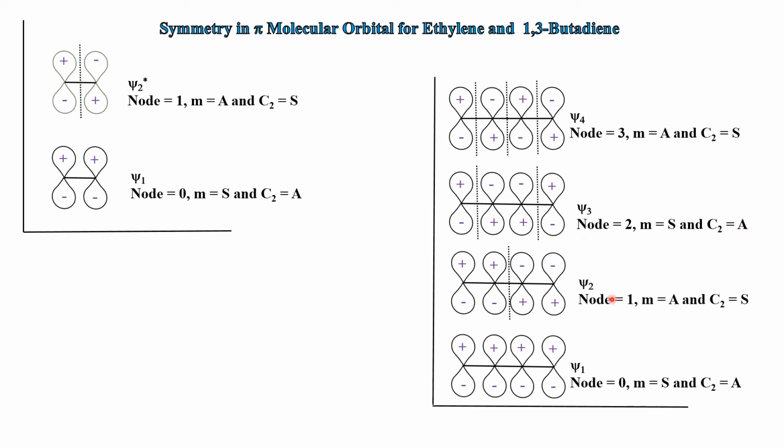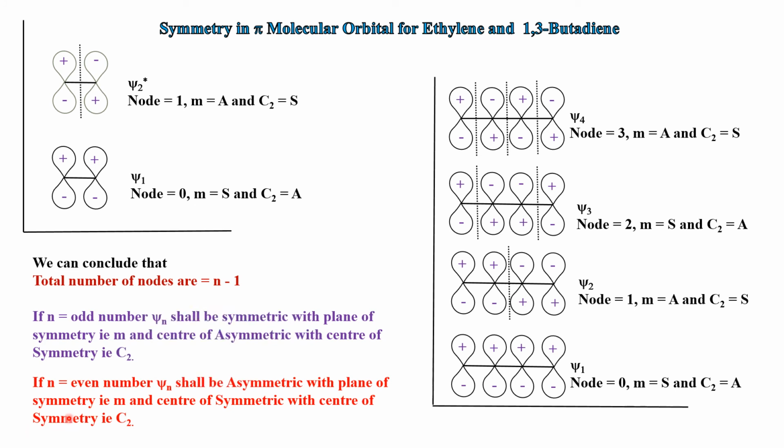If you observe molecular orbital at energy level having even number, Xi2, Xi4, then we are having M symmetry type asymmetric, but C2 symmetry is symmetric. C2 symmetric, M asymmetric. So what we can say in simple words, or how can we calculate, we can see or calculate number of nodes by n minus 1.